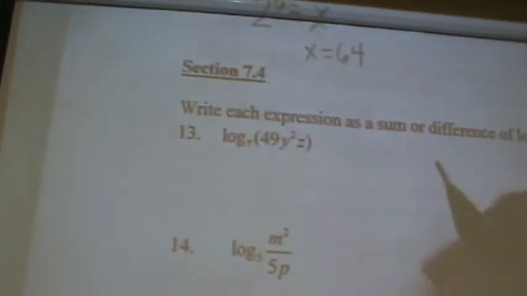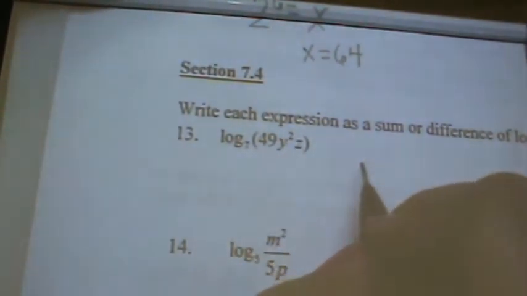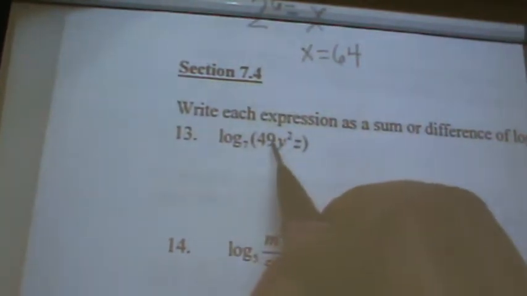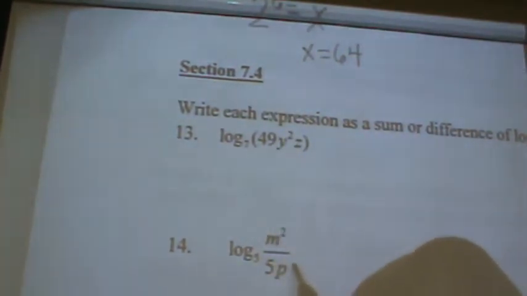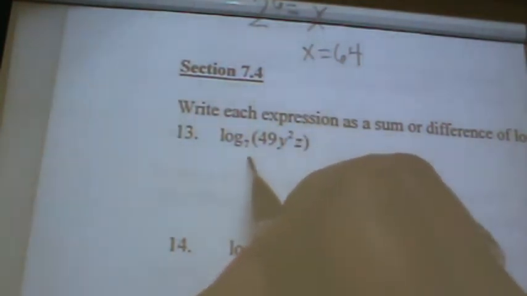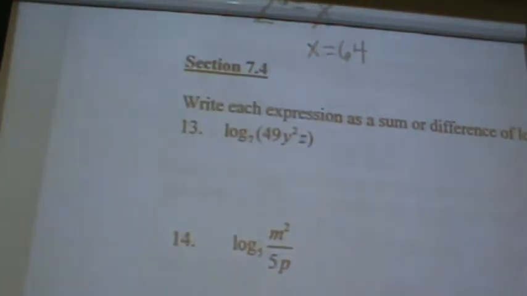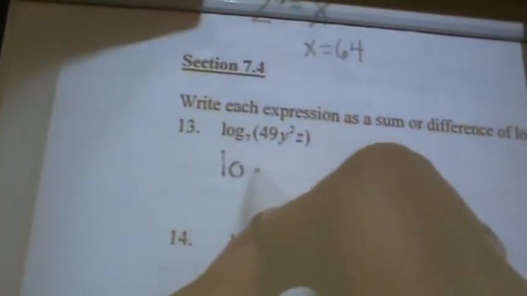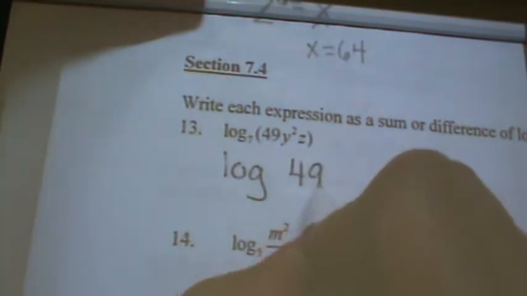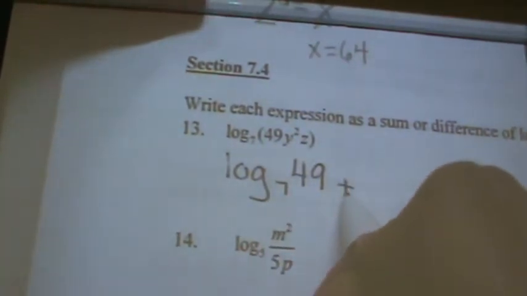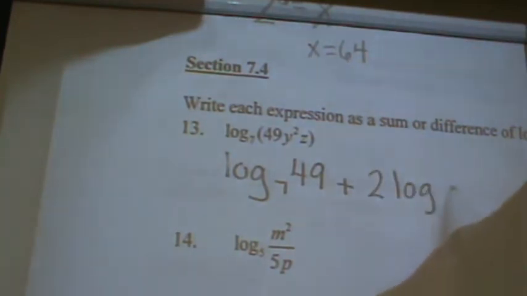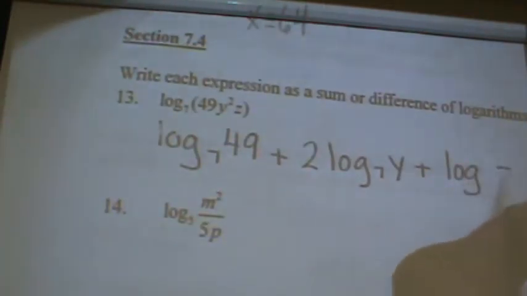Number 13, I want to expand this. Now, we talked about all the properties. We have a product rule and we have a power rule here. This one has it as a quotient rule. So how will you write this out? Well, it's going to be the log of 49 base 7 plus 2 times the log of y base 7 plus the log of z base 7.